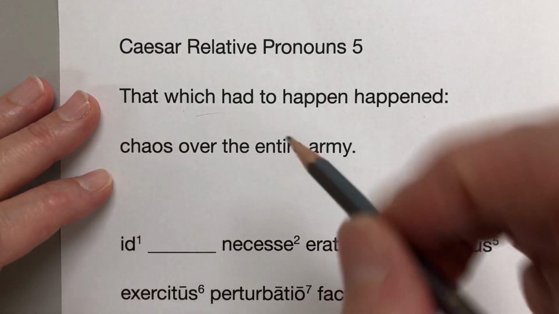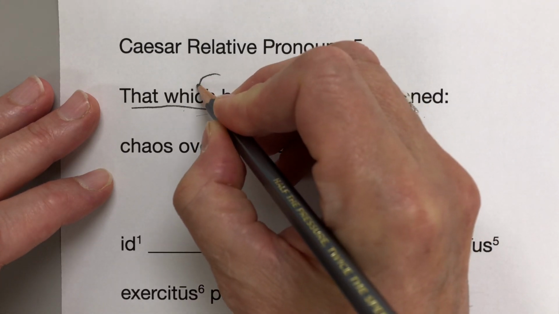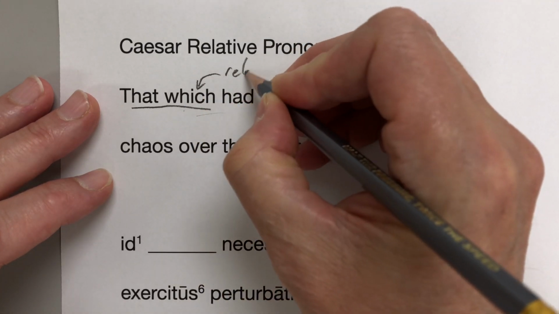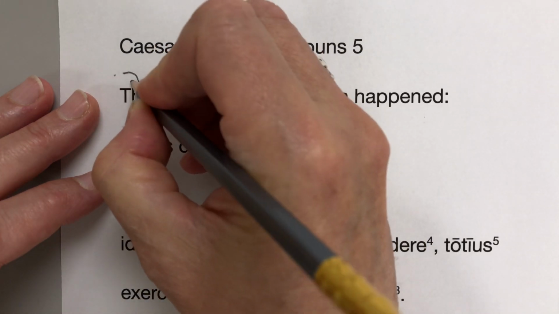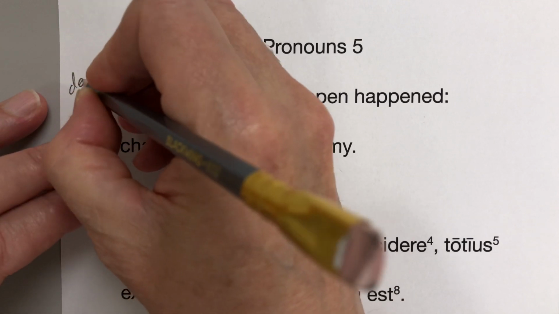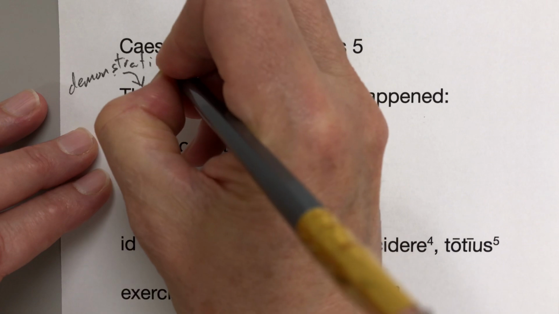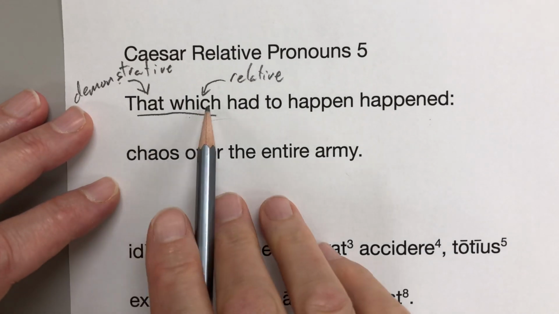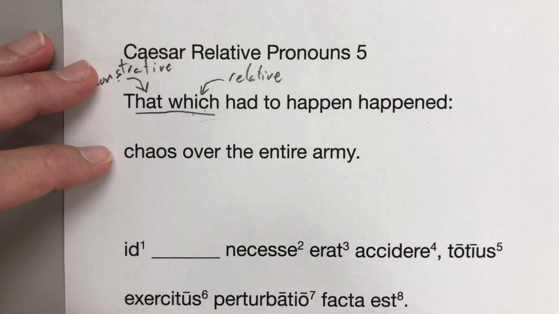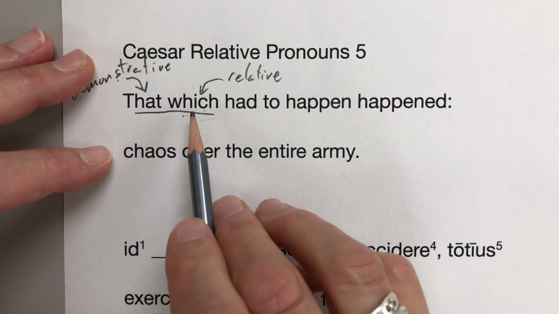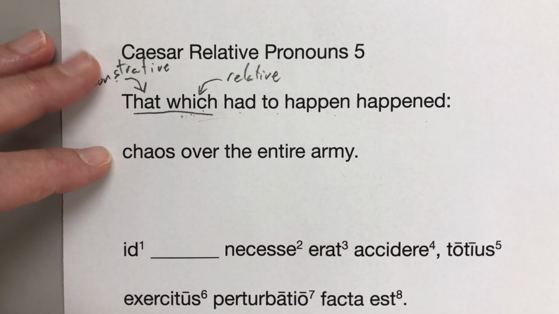That which, all right, so this is the expression, and this is going to be the relative pronoun here. And this here, that's your demonstrative. And this is what we see so often. We have the demonstrative before the relative, that which. Works great. All right. So what is this doing in the sentence? It which had to happen. Looks like it's the subject to me.